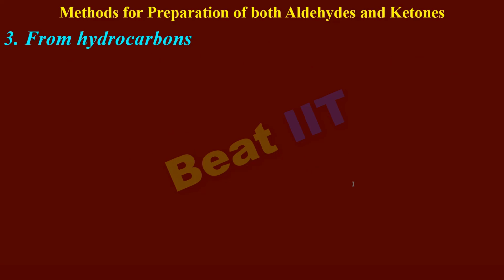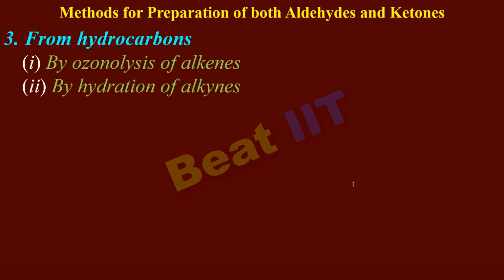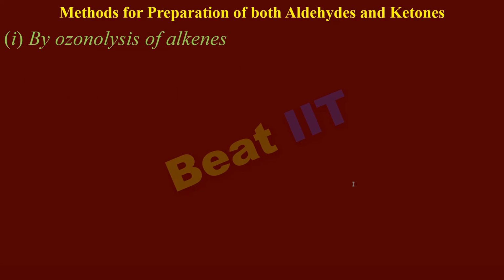Next one under this category, that we can produce both aldehydes and ketones. The third one, from hydrocarbons, and here we have two subcategorizations. The first one is by ozonolysis of alkenes, the second one by hydration of alkynes. So from alkenes and from alkynes, we can get aldehydes and ketones both. In the first one, by ozonolysis of alkenes, we first produce ozonoid by reacting the alkenes with ozone, and then that ozonoid on hydrolysis with zinc gives us either aldehyde or ketone, or a mixture of aldehyde and ketone, or can be a mixture of aldehydes, a mixture of ketones.